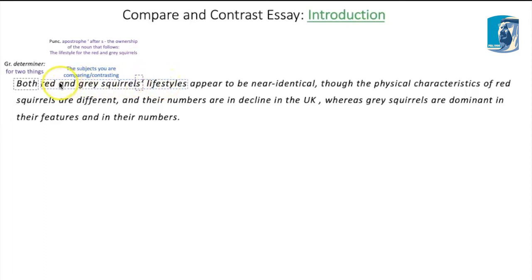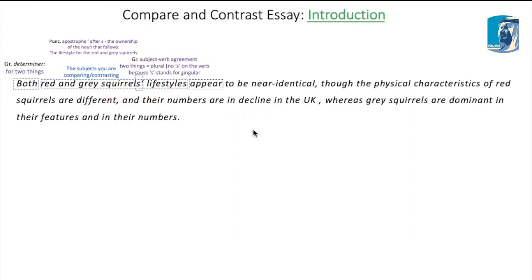Okay, so plural subjects that have this apostrophe after, the noun, any noun that comes after, is what they own. It belongs to them. Okay, so you can imagine if you said, for example, my sister's cup, so that apostrophe before the S is for singular subjects, but where you've got plural subjects with the S, put the apostrophe after, not before. So the lifestyle belongs to these red and grey squirrels.